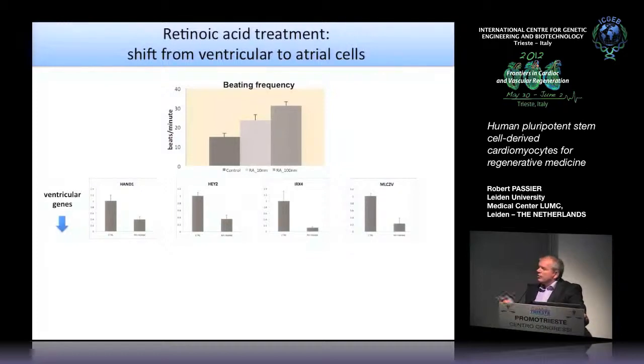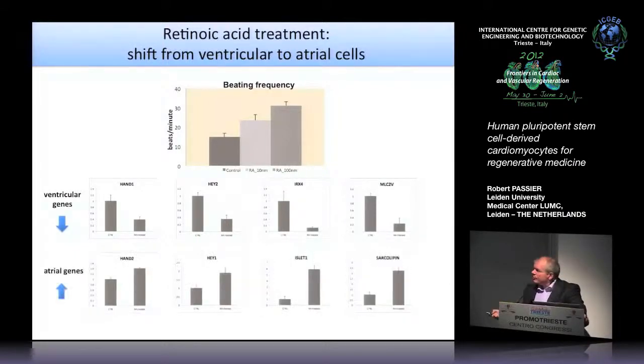Furthermore, if we looked at specific genes, here is a panel of genes which are more correlated to ventricular genes, we could see that there is actually a downregulation of these genes, such as MLC2V, IRX4, HAND2, HAND1. And if you look at atrial genes, we actually see that these genes are upregulated. So sarcolipin, for example, Islet1, HAND1 and HAND2. They are not specific atrial markers, but of course this is an example that genes related to the ventricular and atrial genes show a switch during this differentiation procedure.